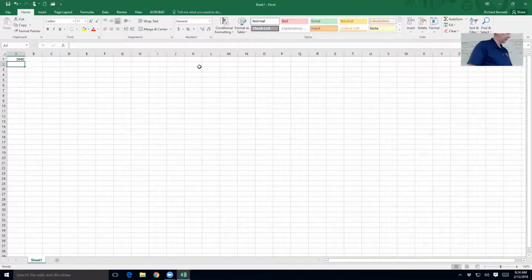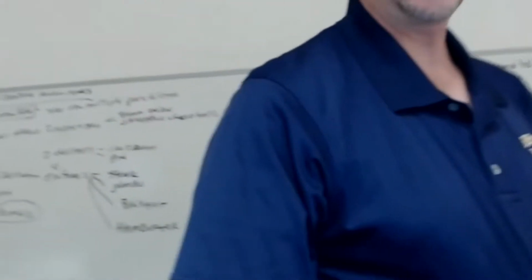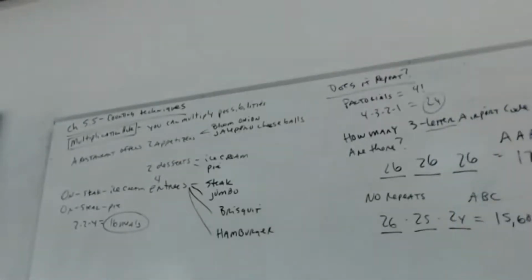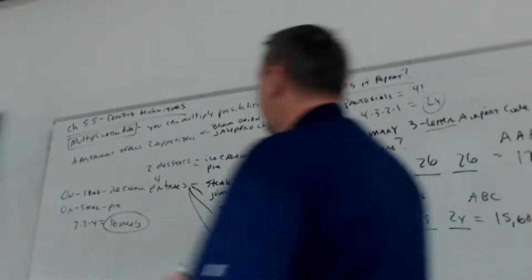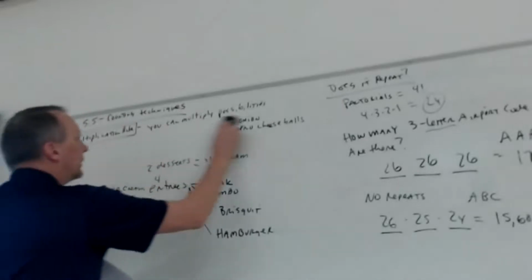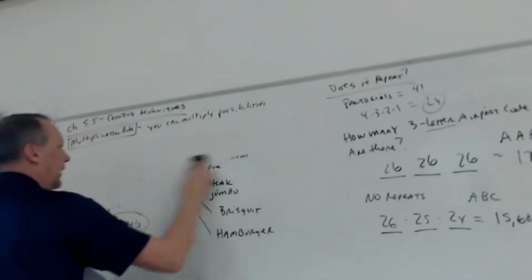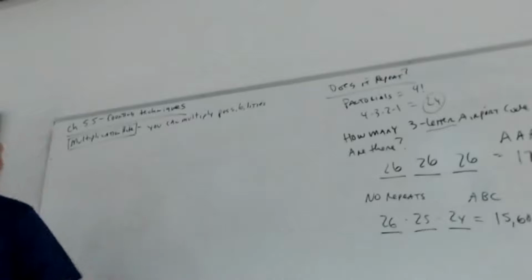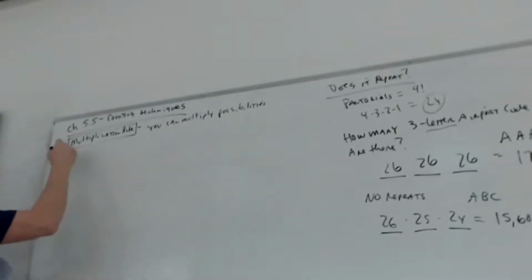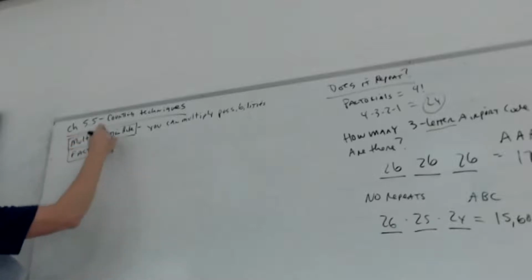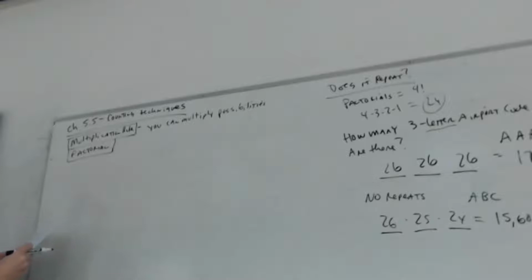All right. So let's go back here. Where's my eraser? All right, so we've got the multiplication rule. You can multiply the possibilities. We've also got factorials.